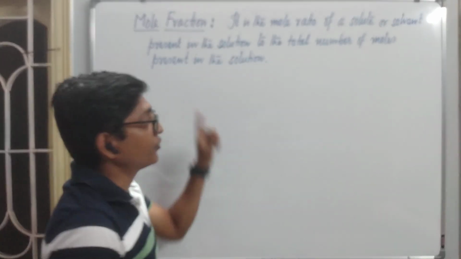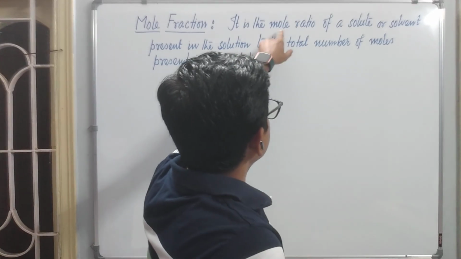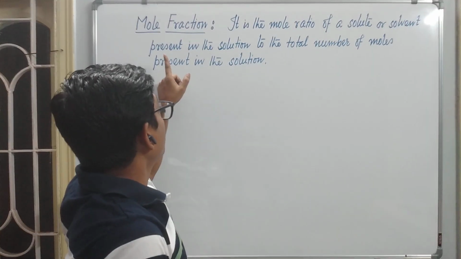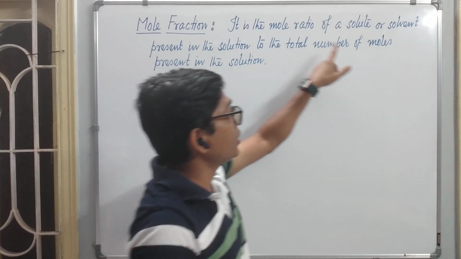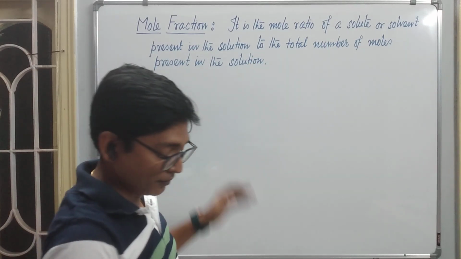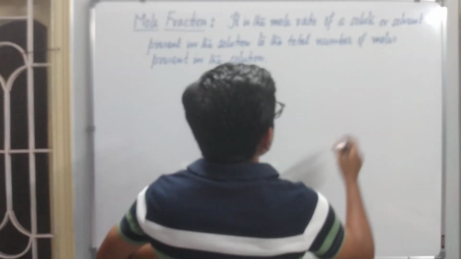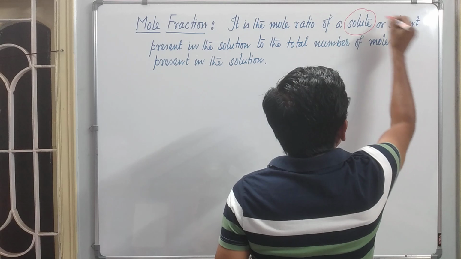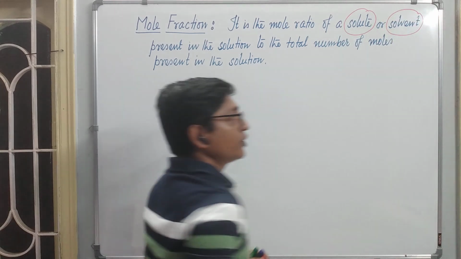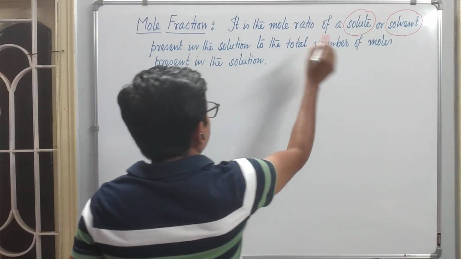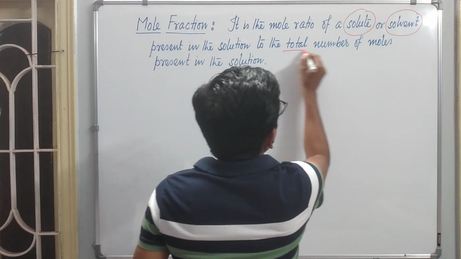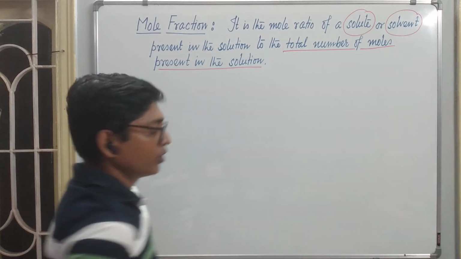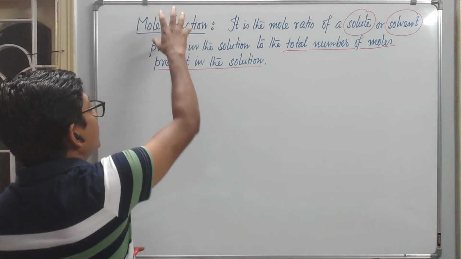What is mole fraction? As you can see here, I have written it. It is basically the mole ratio of a solute or solvent present in a solution to the total number of moles present in the solution. That means we need to calculate the number of moles of a solute or a solvent, whichever you want, and that will be divided by the total number of moles present in the solution. So this is the idea of this mole fraction.